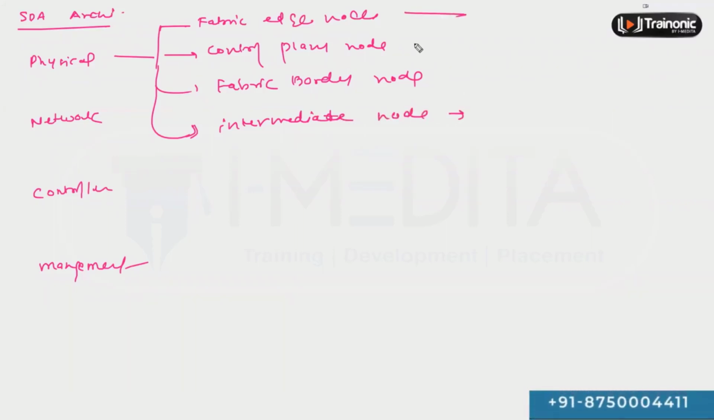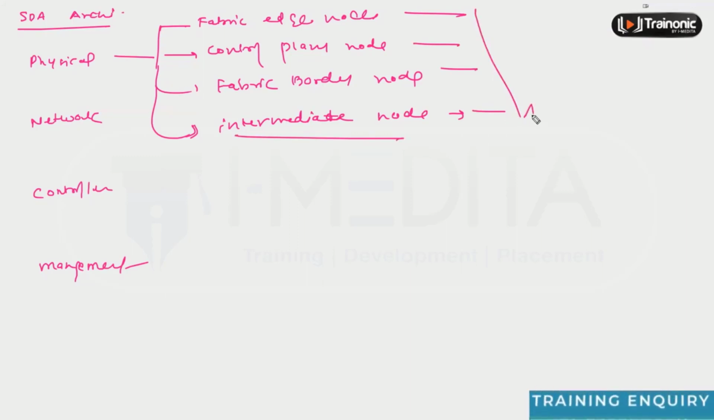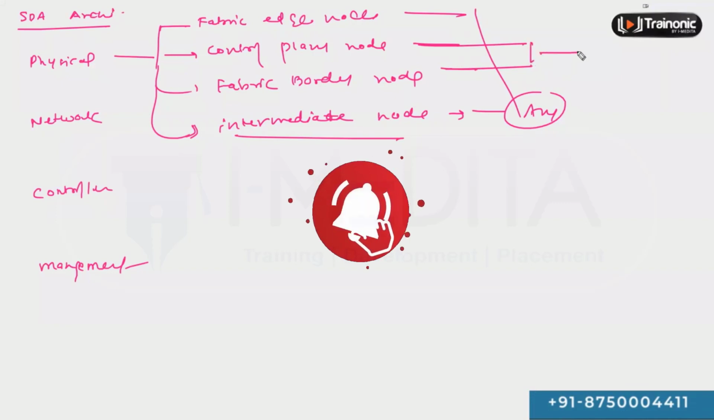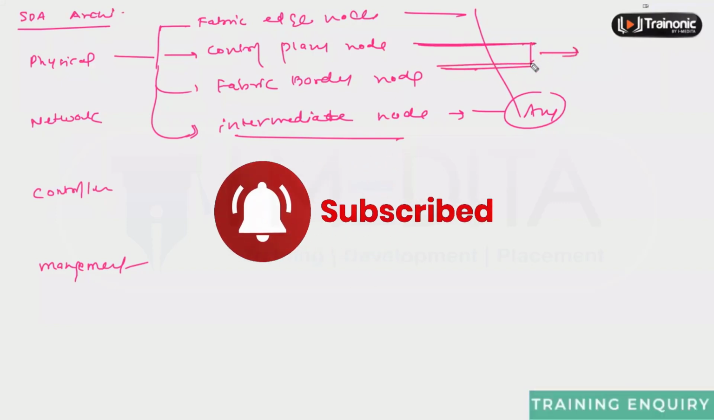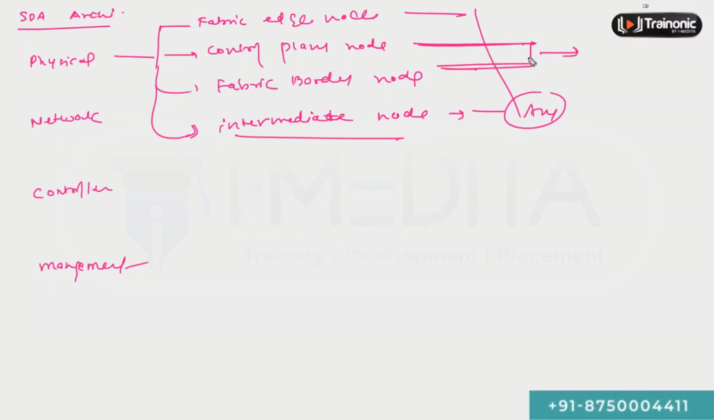Now we have different models that can act as the fabric edge node, control plane node, border node, or intermediate node. It can be any device, Cisco, non-Cisco, any device. It doesn't matter if you're going to use only Cisco devices. But fabric edge node, fabric control plane node, fabric border node, these are different devices. We can combine the functionalities of the fabric control plane node and the border node into one device. However, it is not a very recommended solution, but we can do that.